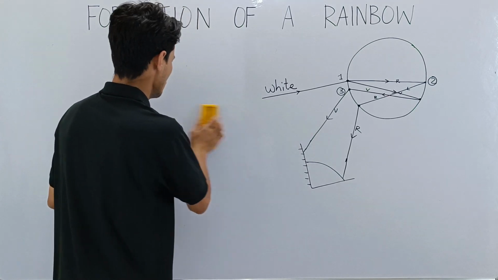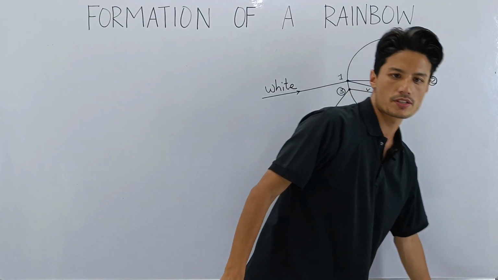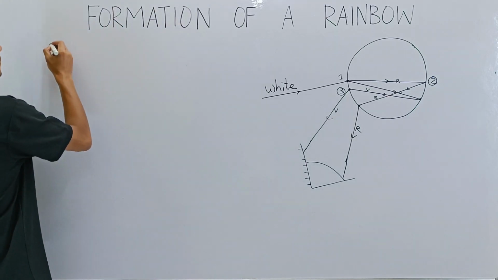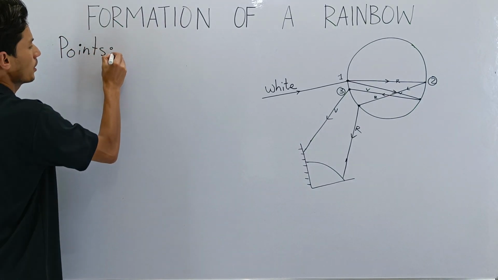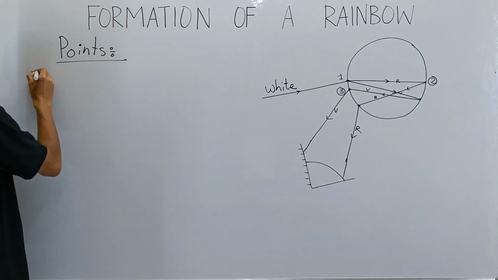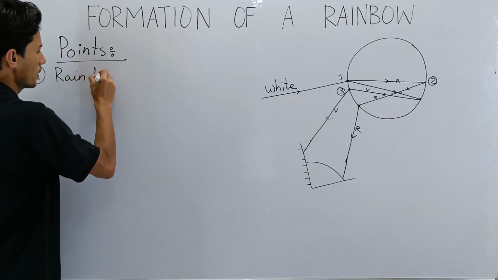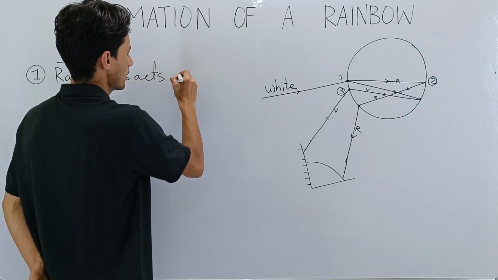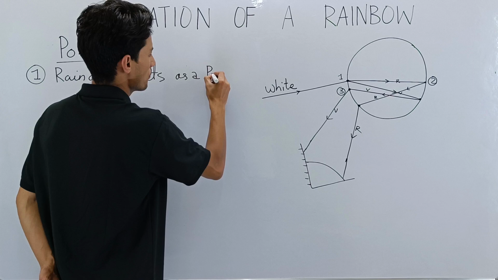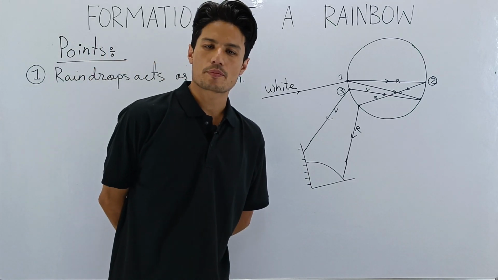So we have discussed the most important points for rainbow formation. Just to help you maintain notes, take down these points. Point number 1: raindrops act as a prism. Raindrops act as a prism.